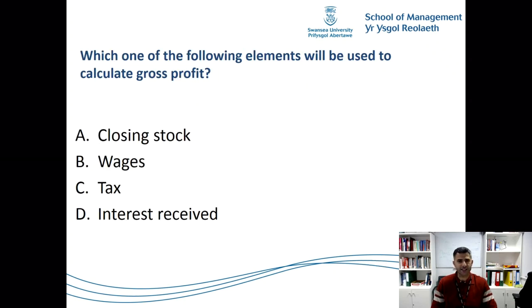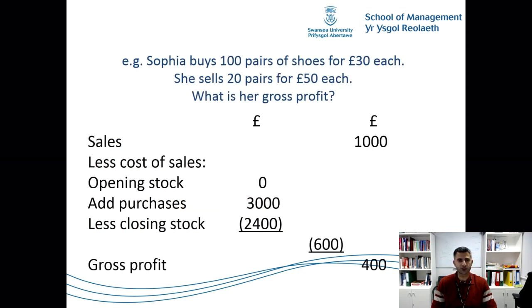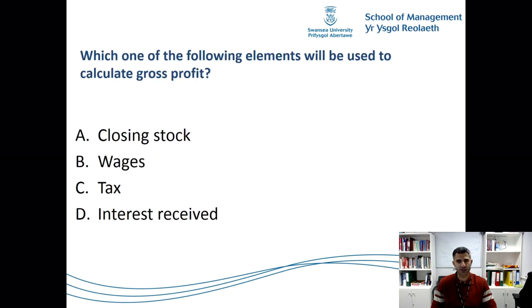Right, what do you think of this? Which one of the following elements will be used to calculate gross profit? Wages, expenses, tax, no, this is the bottom of the statement of profit or loss. Interest received, no, the bottom, other income. Of course, the answer is closing stock. Why closing stock? Because in order to calculate the gross profit, you need to calculate cost of sales, and closing stock is one of the items under cost of sales. So the answer is A.